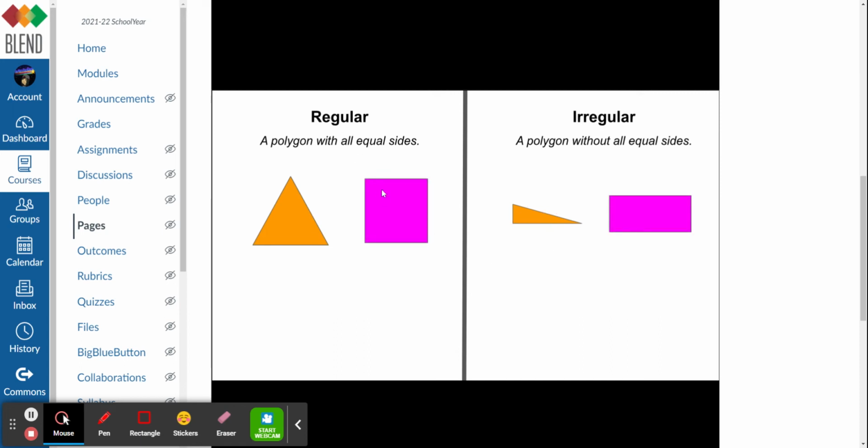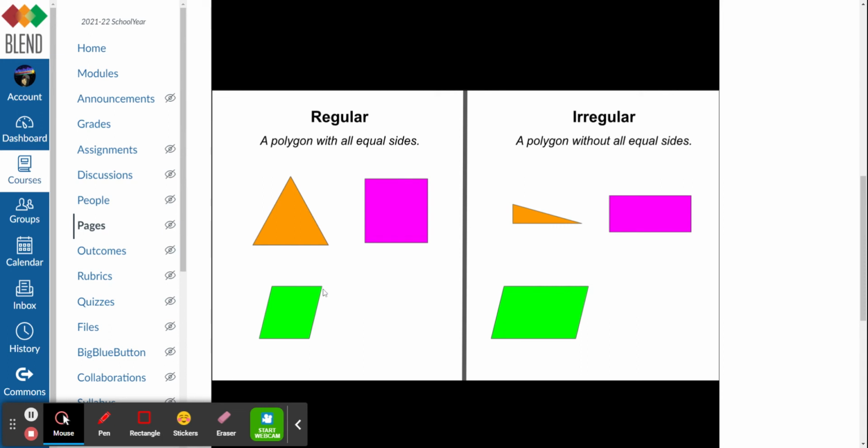A regular quadrilateral would be something like a square. As you can see, it has 4 congruent sides. They're all the same size. With this rectangle, they are not congruent. These 2 sides are the same size, and those 2 sides are the same size. So that's an irregular or non-regular polygon.